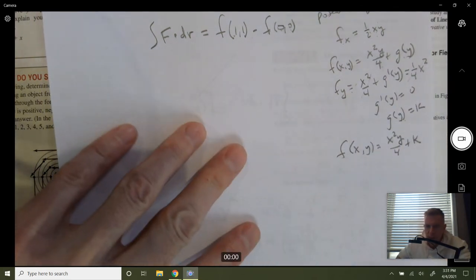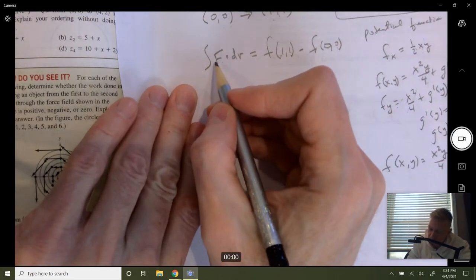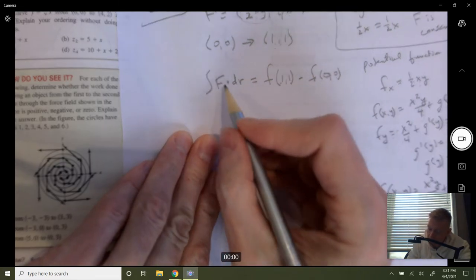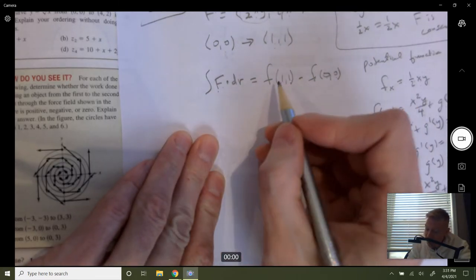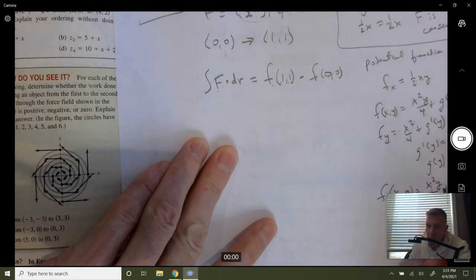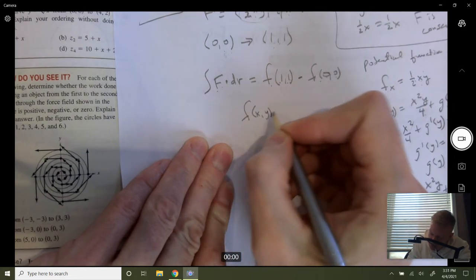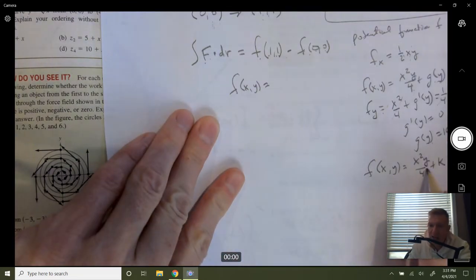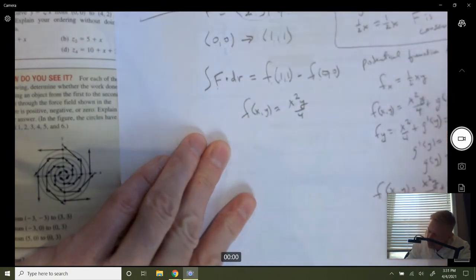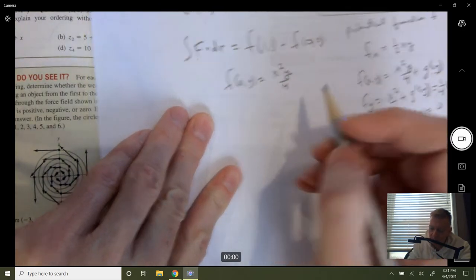Okay, so what we're going to do is evaluate this, going from the point (0, 0) to (1, 1). So evaluating this is going to be our f function evaluated at (1, 1) minus our f function evaluated at (0, 0). Well, here's our f function. Our f(x,y) is equal to, we said, x squared y over 4. You don't need the plus k. You could have the plus k. It's just going to subtract out.